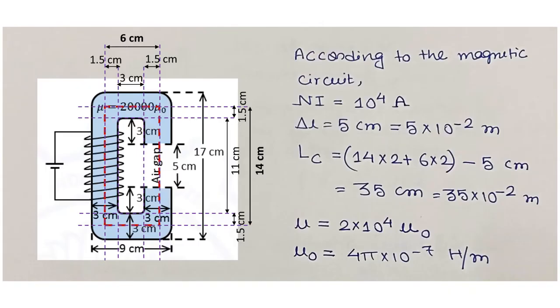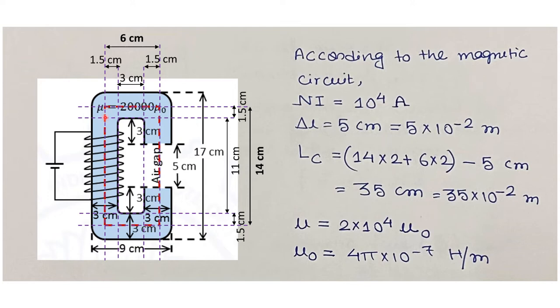Now, according to the question, we have to consider this configuration of electromagnet with an air gap having length 5 cm. According to the magnetic circuit, N times I is 10 to the power 4 amps. The air gap in that magnetic circuit, del L, is 5 cm. Now, we will see what the core length of this magnetic circuit, that is Lc, is. For this, we will consider this red dotted closed path inside the magnetic circuit. The closed path is passing through the center of each part of the magnetic circuit.